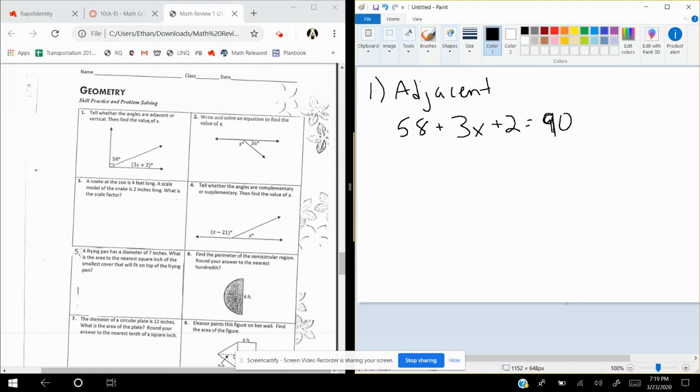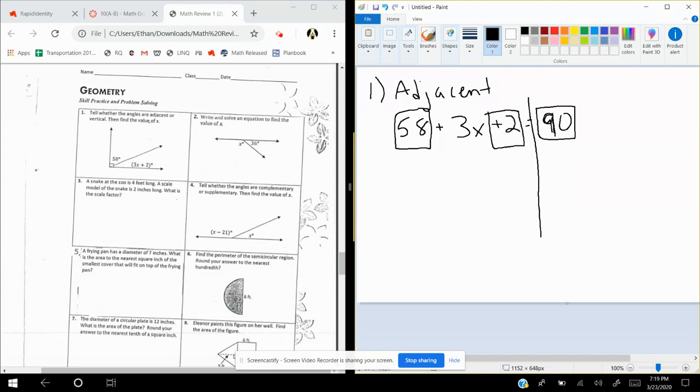With it being multi-step, we can't just go straight into solving it yet. We got to combine like terms first. Okay, so it looks like 58 and 2 are like terms. I'm not dealing with 90 yet. I will deal with that in just a few moments because I have 2 sides to an equation, and I want both of these sides to be balanced.